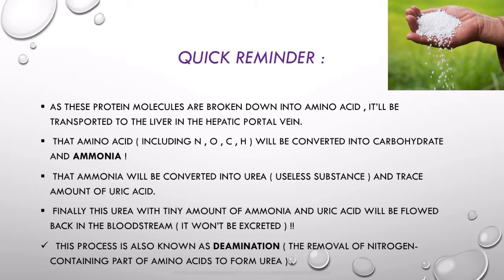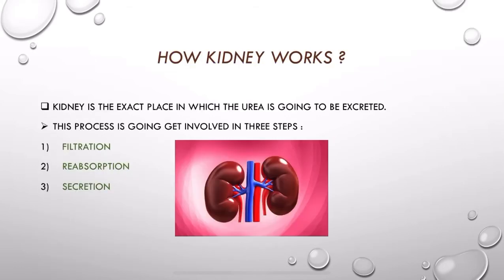It won't be excreted by the liver. It is going to be excreted by the kidney, that we will be talking about in detail in the next slides. This process is also known as deamination. As I said, it is the removal of nitrogen containing parts of amino acids to form urea, because as you know, protein molecules contain nitrogen, which carbohydrates don't. So the ammonia contains nitrogen, which is going to be converted into urea and then flowed back in the bloodstream.